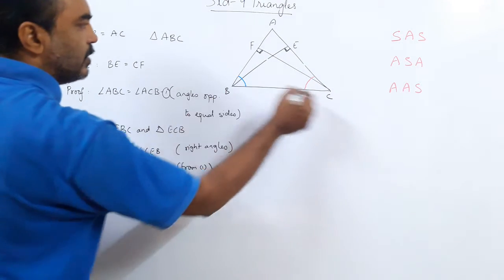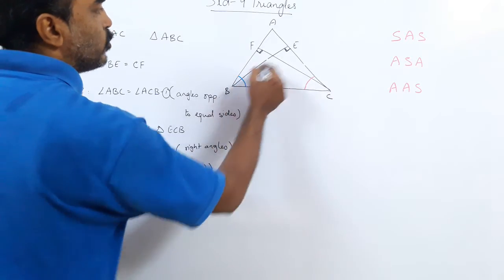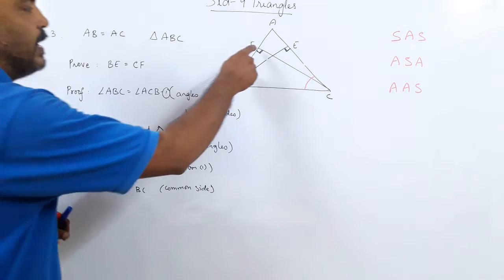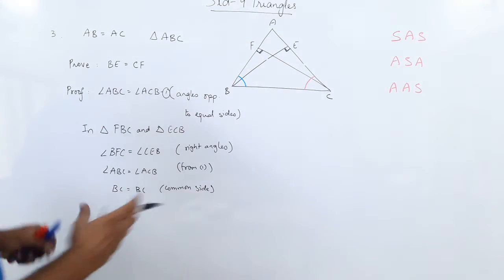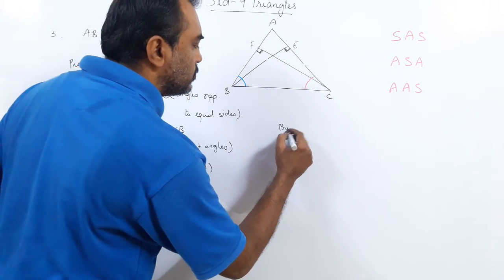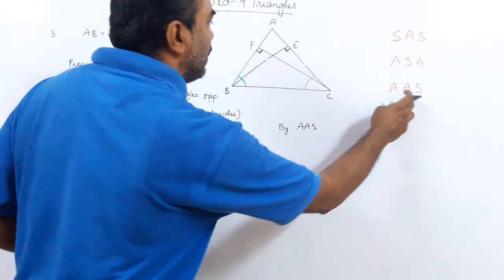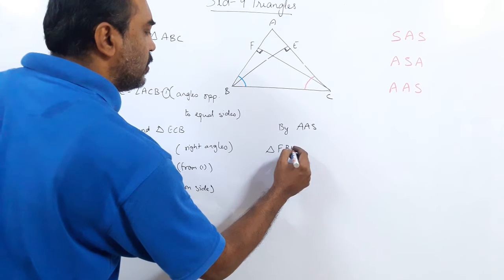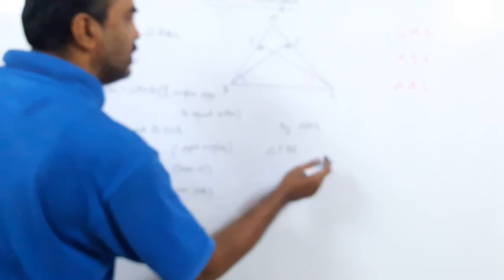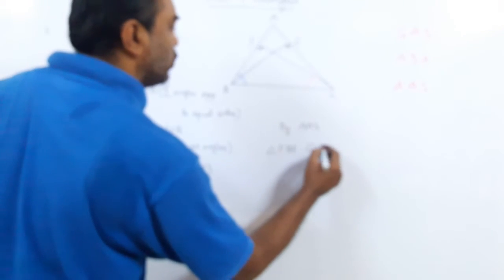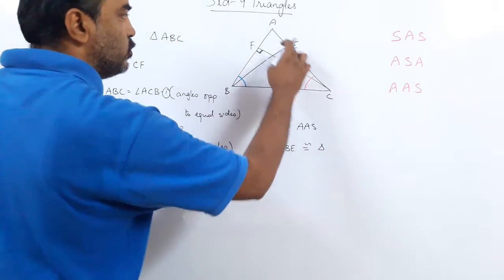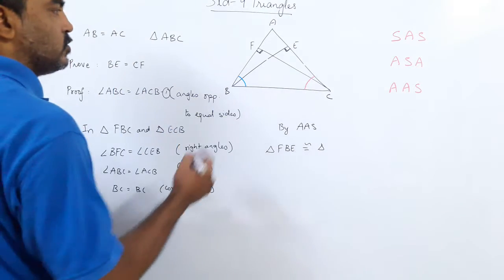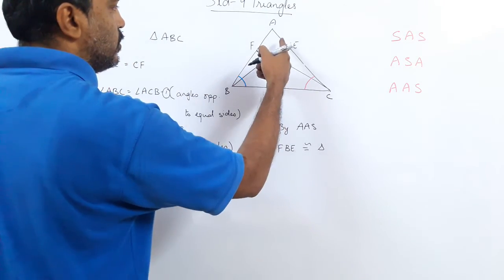So if you look at this triangle, then BC belongs to this triangle. If you look at the other one, BC belongs to that. So BC is the common side. So by angle side, which one? By AAS, angle side, triangle FBE is congruent to triangle ECB. Yes? Sorry, FBE to ECB.